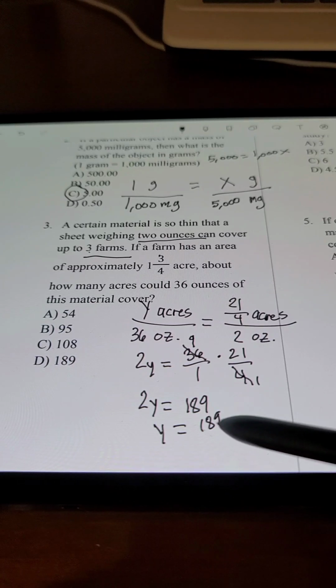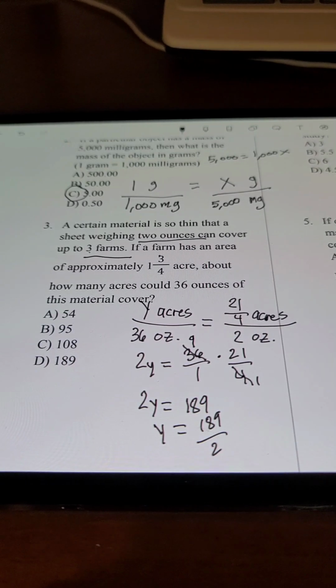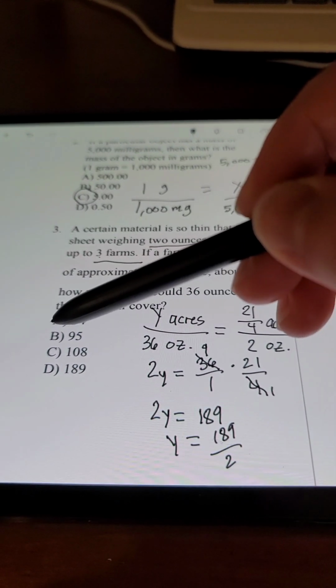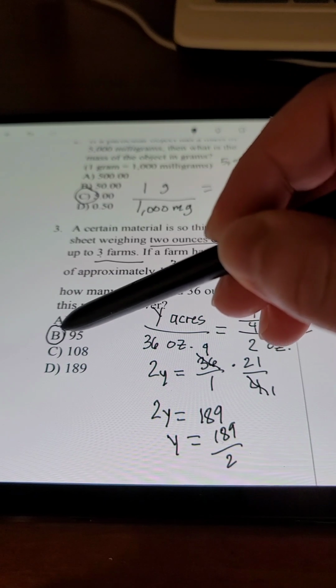So in my calculator, I'm going to put 189/2. And when I do that, that's going to be closest. It's not exactly 95, but it's closest to 95. So it's going to be B.